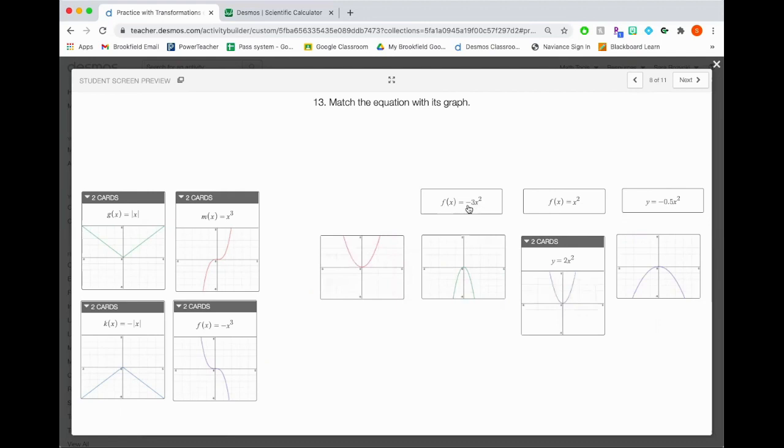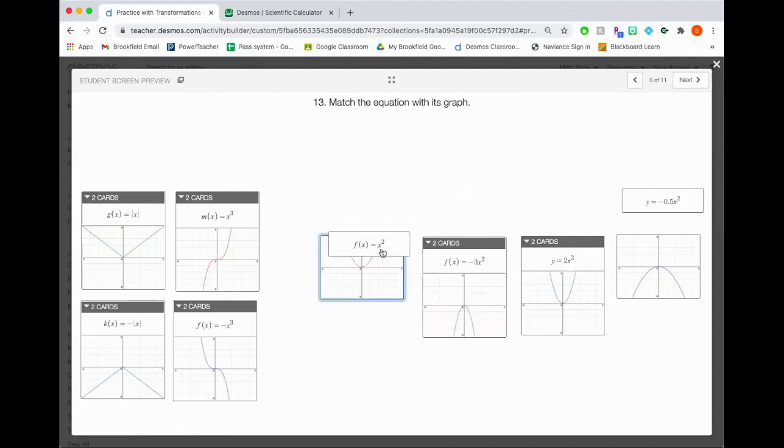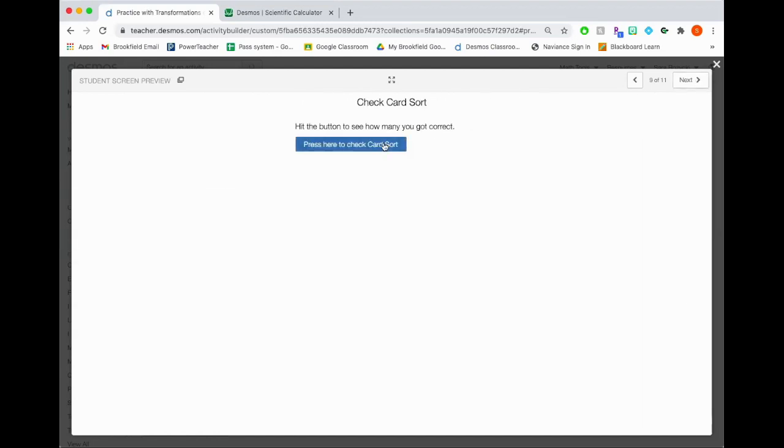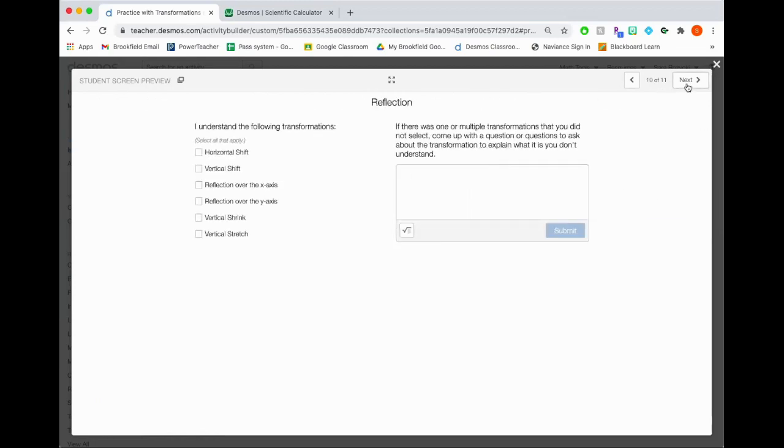-3x squared means flip upside down and skinny. So it's actually this green one here. Regular x squared means right side up and it's regular width, so it's this red one. And then negative 0.5 means upside down and wide, so it is purple. And the nice thing about the card sort was you could check your answer. So if I click this button, of course I got them all right. Wonderful. And that is the answer key.